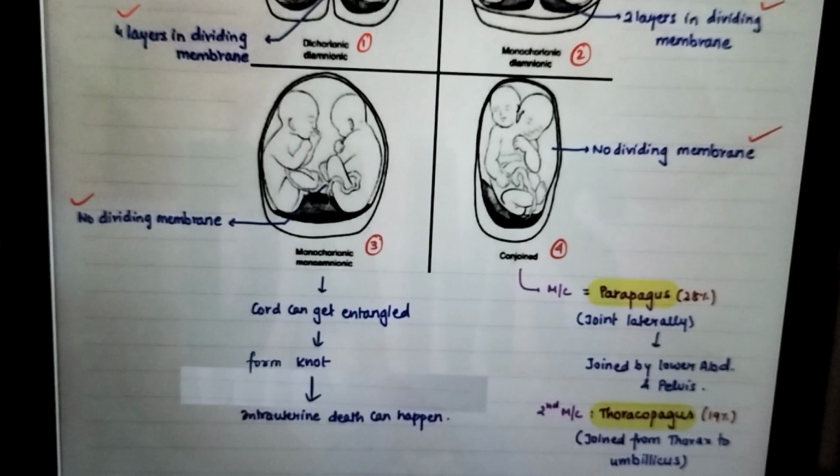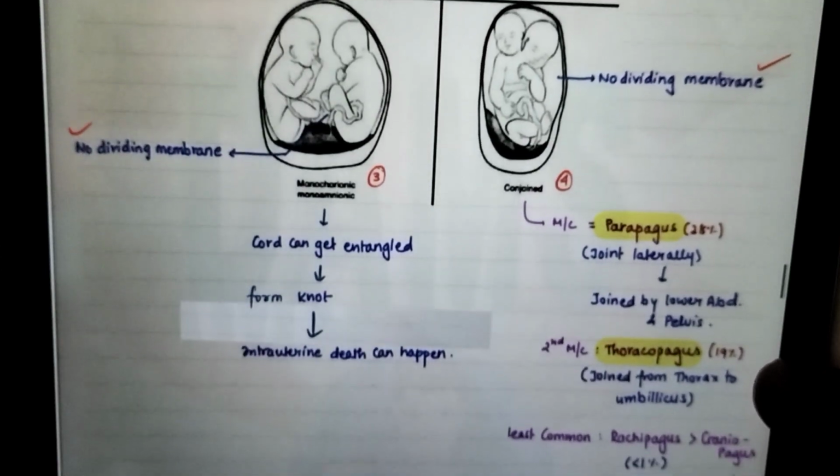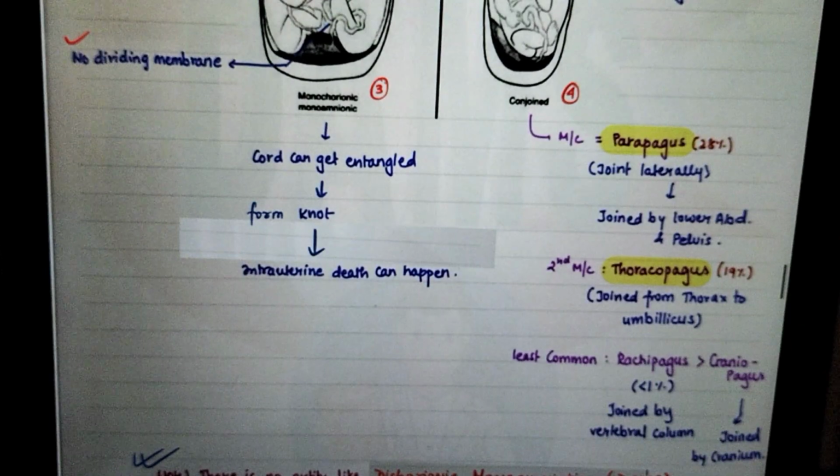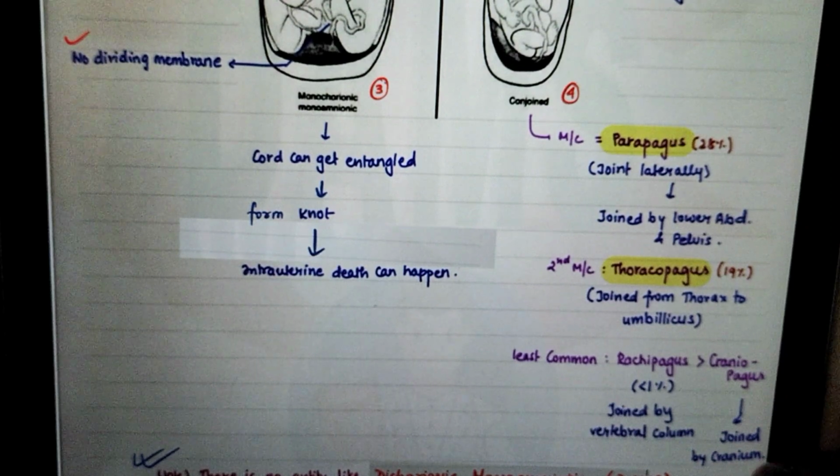The most common type of conjoined twin is known as parapagus, in which the fetuses are joined laterally, that is, joined by lower abdomen and pelvis. The second most common type is thoracopagus, in which the fetuses are joined from thorax to umbilicus. The least common types are rachipagus, joined by the vertebral column, and craniopagus, joined by the cranium.